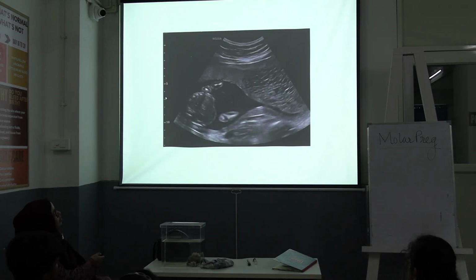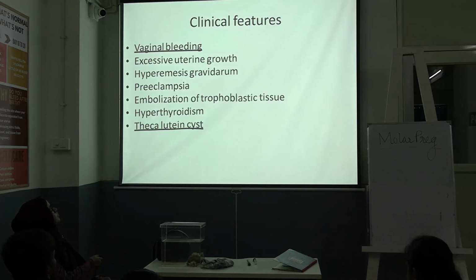This is the case of partial mole that can be diagnosed by USG. Here is the snowstorm appearance only in some part of the placenta and the rest is the fetus. The fetus is mostly abnormal, but fetal tissue will be there, normal placental tissue will be there and some abnormal molar tissue will be there. That is partial molar pregnancy.